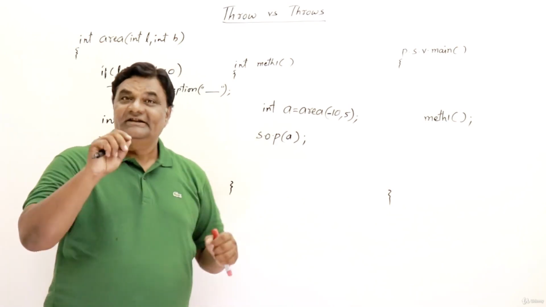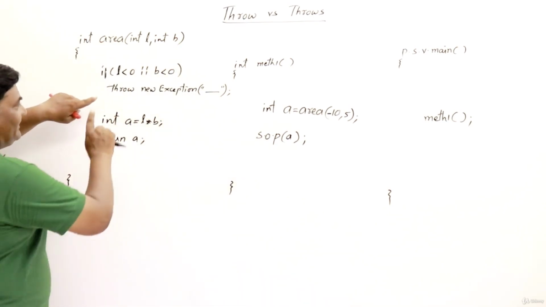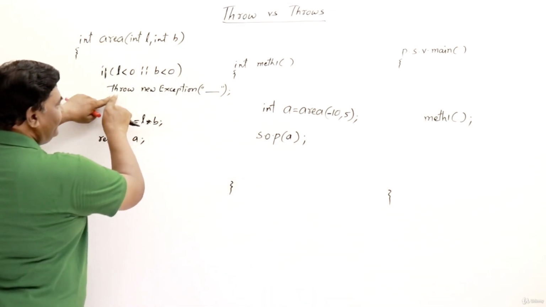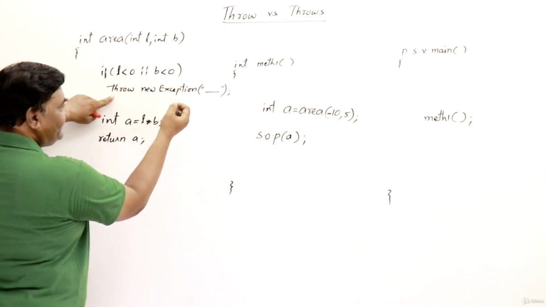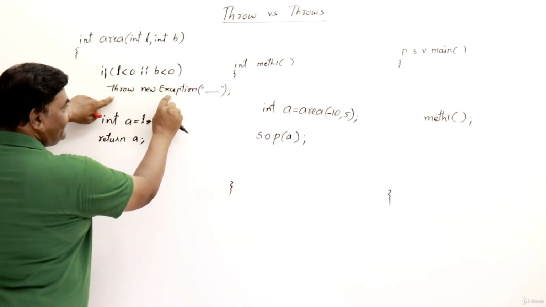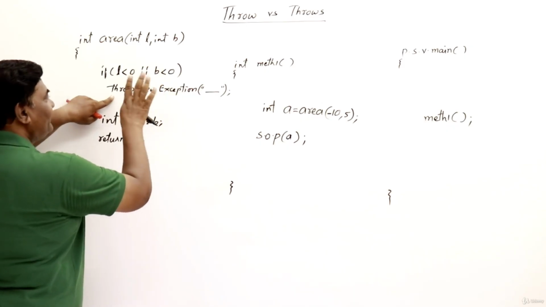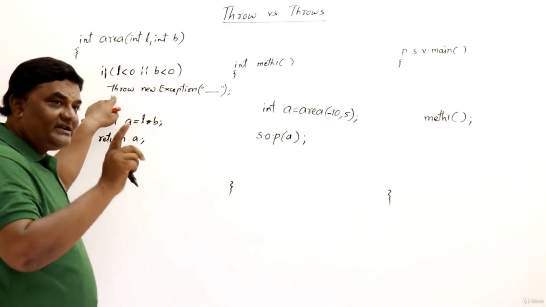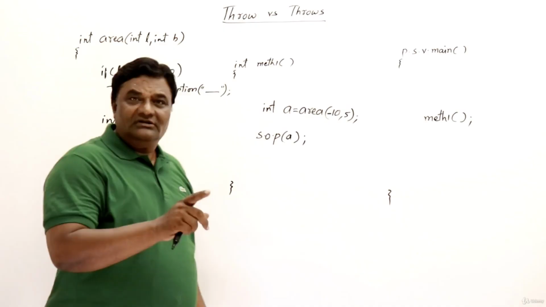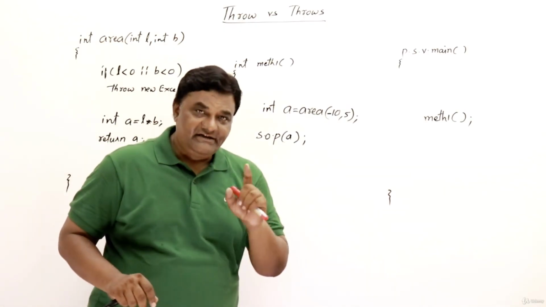But what happens when I throw an exception? See here, whenever you say throw new Exception, an exception is raised, and Exception is a checked exception. It's a built-in class, right? It's a checked exception, so it must be caught. You must have try and catch. The compiler will not compile if you don't write try and catch.